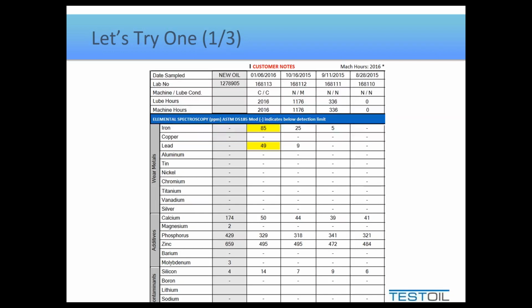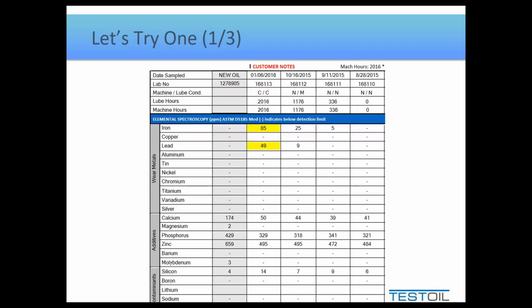So as we go down this report, probably the first thing that you're not going to like is the iron value. And in the most current sample, it's even been alarmed by the lab. Now we ask ourselves, is iron a cause or an effect? Well, iron is wear typically. So we're going to say it's probably an effect. Something is causing the wear. This is just the effect from the wear. Copper, there was no copper.